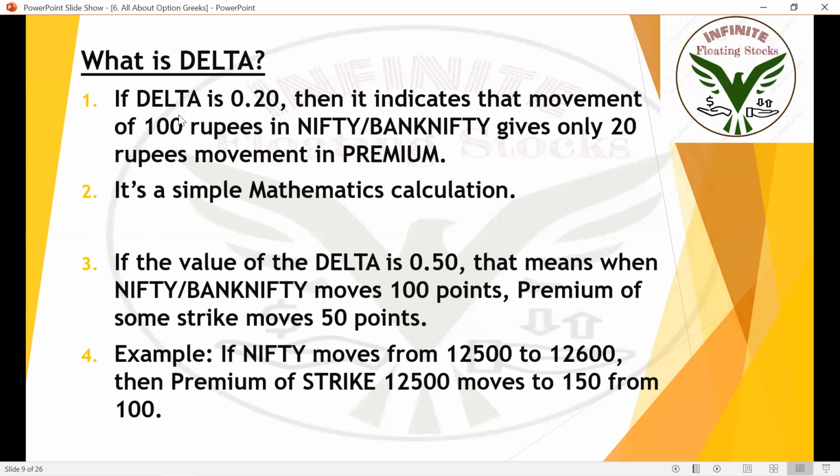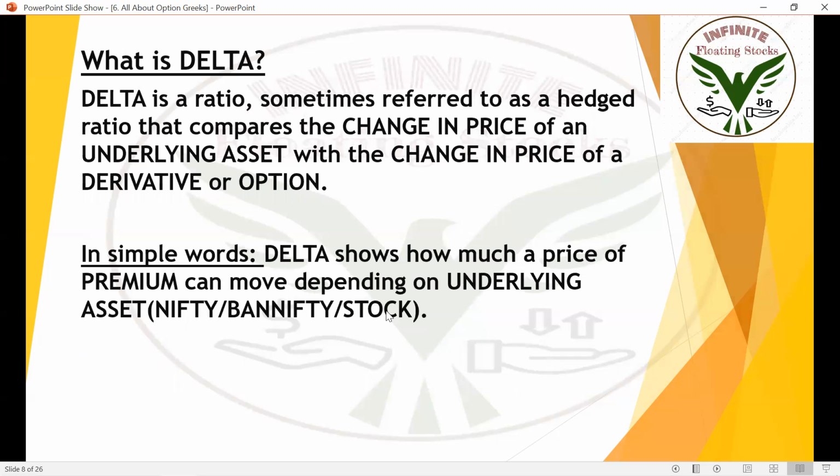Imagine that the value of delta is 0.20. Then it indicates that a movement of 100 rupees in Nifty or Bank Nifty gives only a 20 rupee movement in the premium. Let's look at the previous definition which I have written in simple words. Delta shows how much the price of a premium can move depending upon the underlying asset.